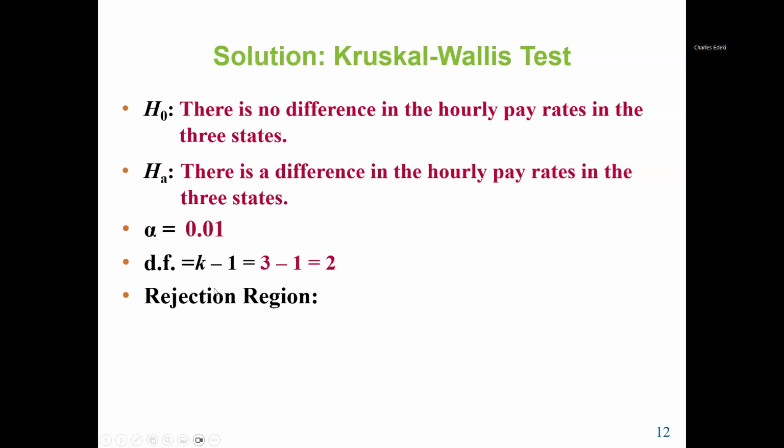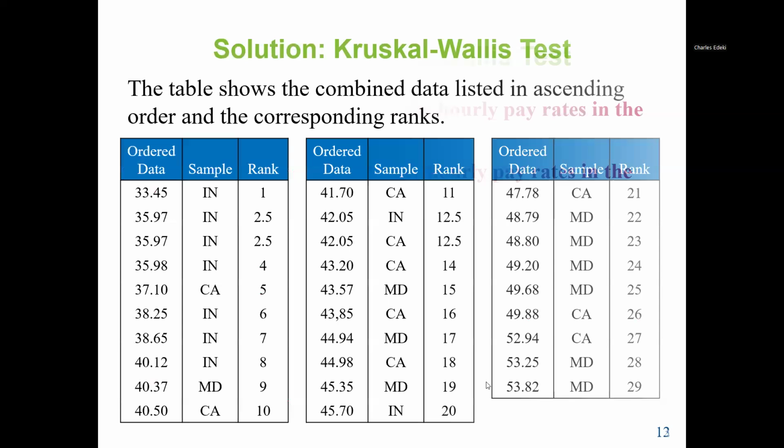If I know the alpha value and also the degrees of freedom, then I can find the critical value, which here is 9.210 from the table. Chi-square, again, we use the chi-square table for the Kruskal-Wallis test. After that, we need to find the test statistic, H. Remember, in order to find that, we need R, the sum of ranks for all the 3 states. So we put our data in order, ranking from the lowest hourly rate to the highest hourly rate for all the 3 states. So you can see sample Indiana, California, etc.